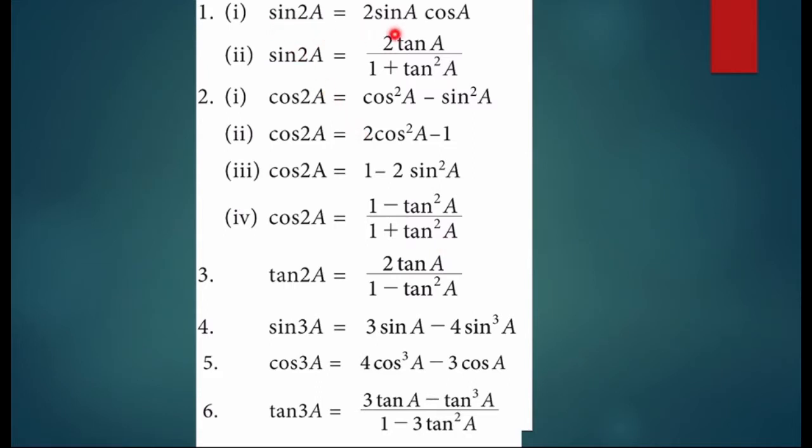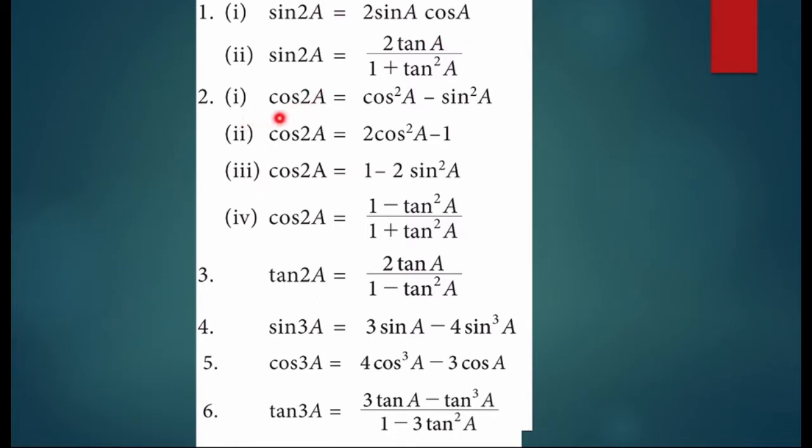Sin 2A is equal to 2 sin A cos A. Another form, sin 2A is equal to 2 tan A divided by 1 plus tan square A in terms of tan. This formula is in terms of sin and cos.